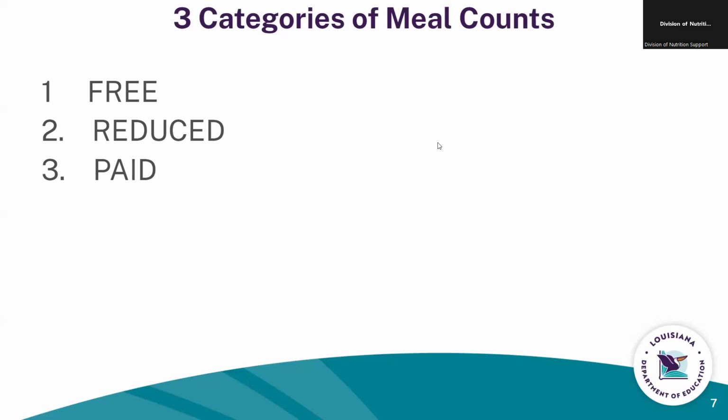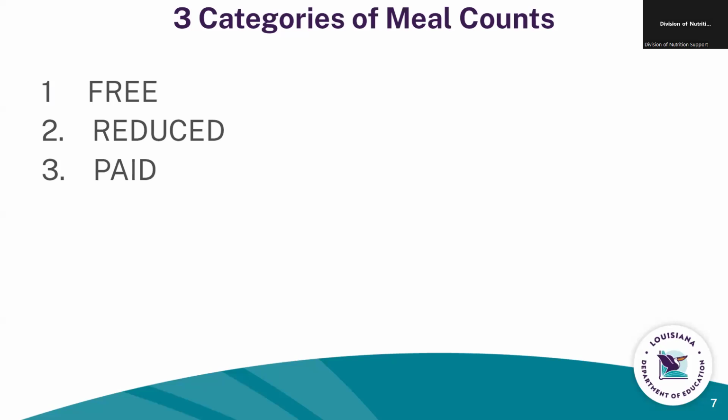So there's three categories of meal counts. First is free. All children and households receiving benefits from the Supplemental Nutrition Assistance Program, homeless or foster care, can receive free meals regardless of income. Also, children can receive free meals if your household's gross income is within the free limits on the federal income eligibility guidelines, or if they participate in a CEP program.